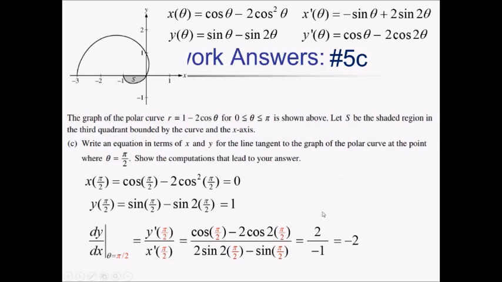But wait, we're not done. We actually need to write the equation of the tangent line. So we've got y minus the y value 1 equals our slope we just found of negative 2 times x minus our x value of 0. And there's our final answer.